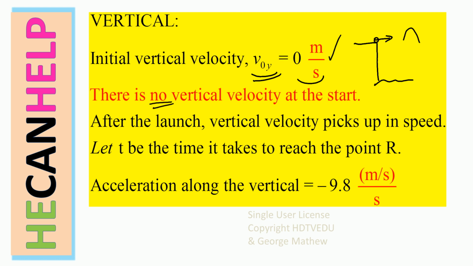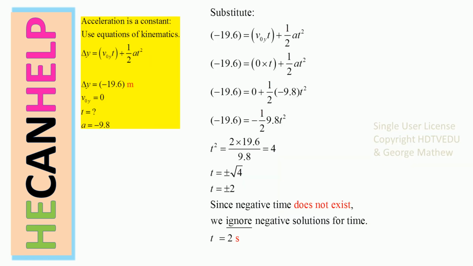After the launch, vertical velocity picks up in speed. As it falls, what happens? The vertical velocity picks up in speed. Let t be the time it takes to reach point R. Acceleration along the vertical is negative 9.8 meters per second squared. So we substitute all those numbers that we know.